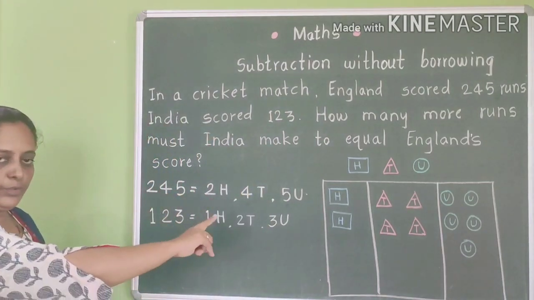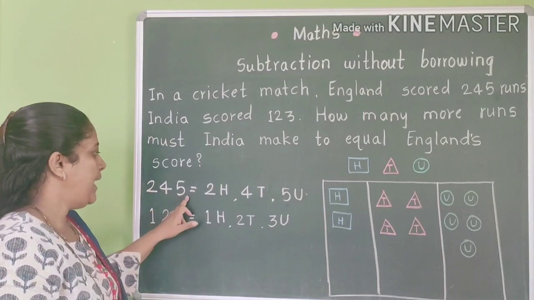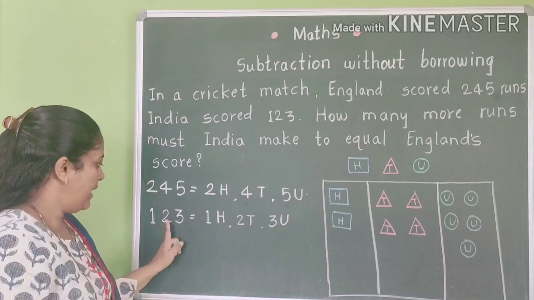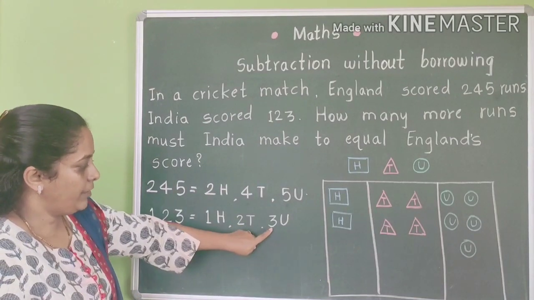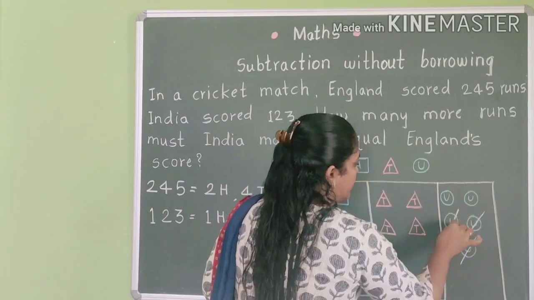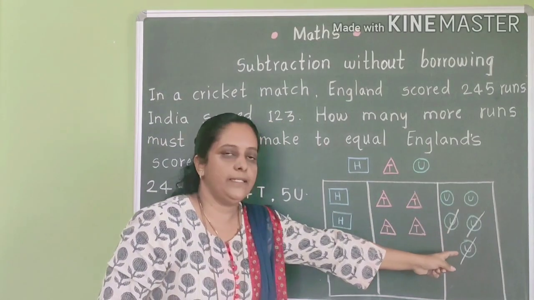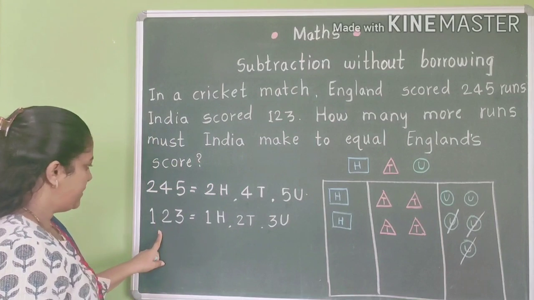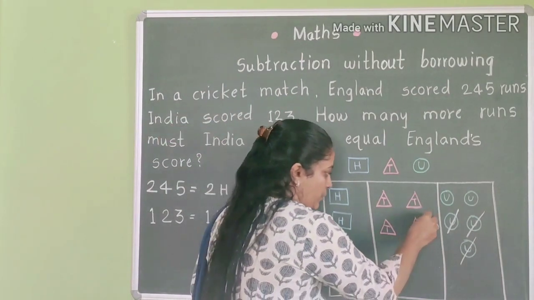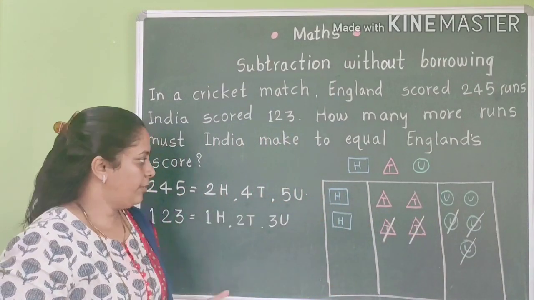So we are going to cancel this 123 from 245. First we will cancel units. In 123 we are going to cancel 3 units. 1, 2, 3. In 123 there are 3 units. So we have cancelled 3 units here. And in this number there are 2 tens. It means we have to cancel 2 tens here. We have cancelled 2 tens from 4 tens.